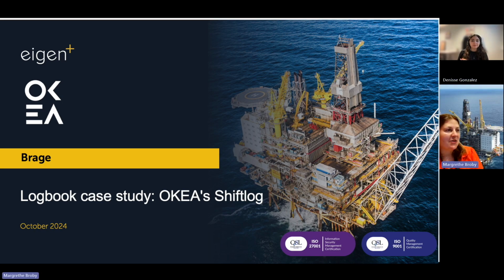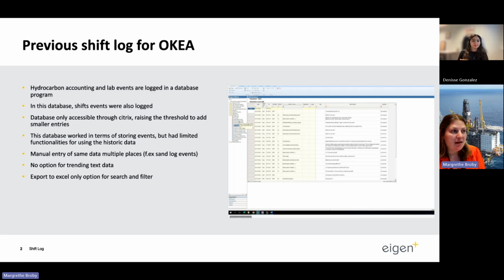Yes, I can. So the previous Shiftlog we used at Brage in Okea was actually a logbook, but inside a hydrocarbon accounting database program. So this was obviously not made for logging shift events initially, but it has worked as storing data, with very limited functionality of using these data. This database is only accessible through Citrix, which has actually raised the threshold to add smaller entries. So we could often see that information was missing due to the fact that you had to log in through a second system when you should enter anything into the logbook.